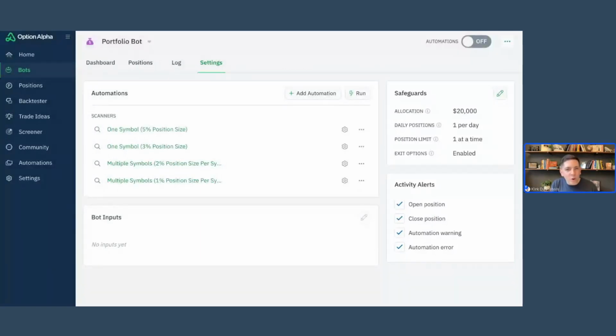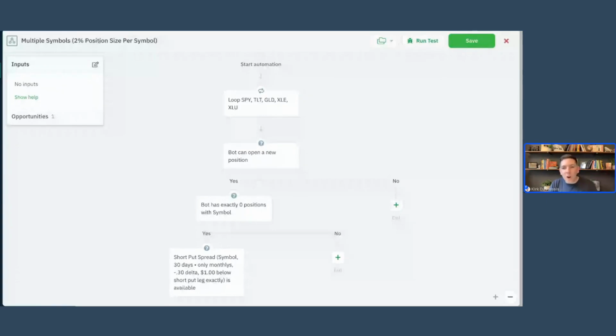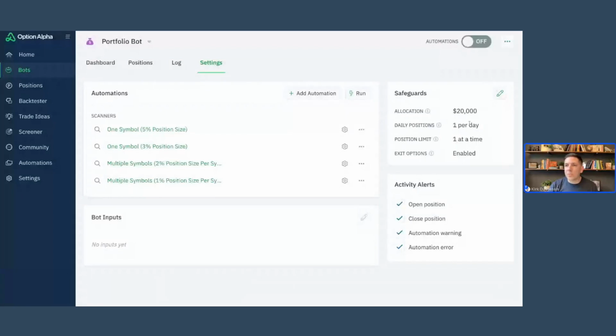But I've already told the bot inside of my automations to do 2% max per symbol and no more than 1 trade per ticker symbol at a time. So that means it's not going to allocate more than $80 per symbol across the 5 symbols. Now, what do I have to adjust here? We'd have to adjust the position limits. Yeah, of course.